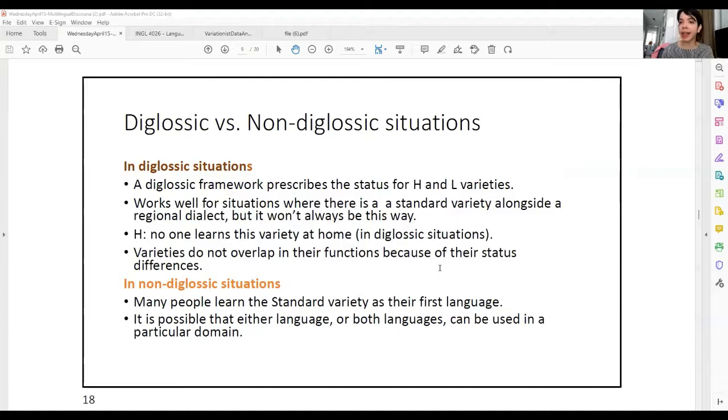In non-diglossic situations, however, many people learn the standard variety as their first language. So people have more equal access to the standard variety that is taught in schools. And it is possible that either language, the standard variety or the regional variety, or both languages could be used in a school, right? Or in a high variety situation. So for instance, maybe we can think about Spanish in Puerto Rico.